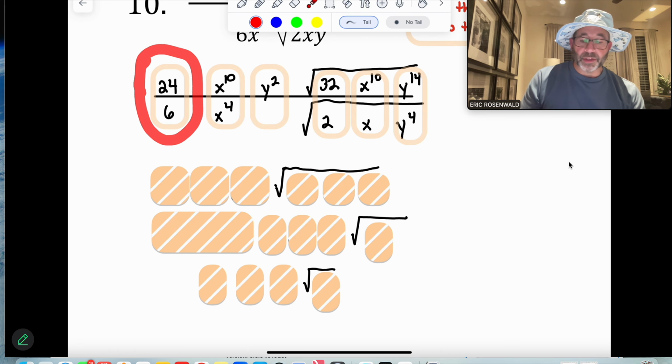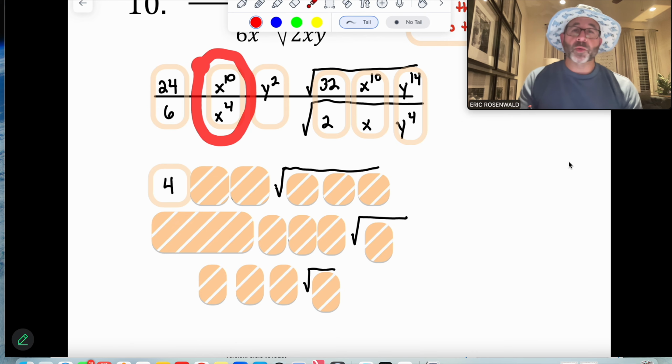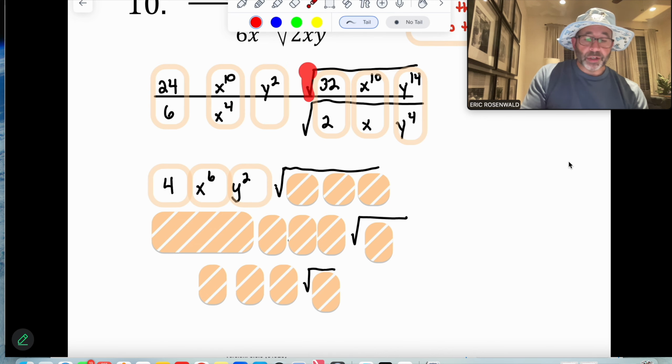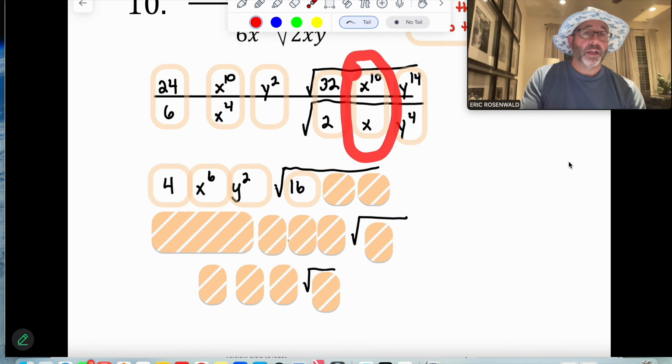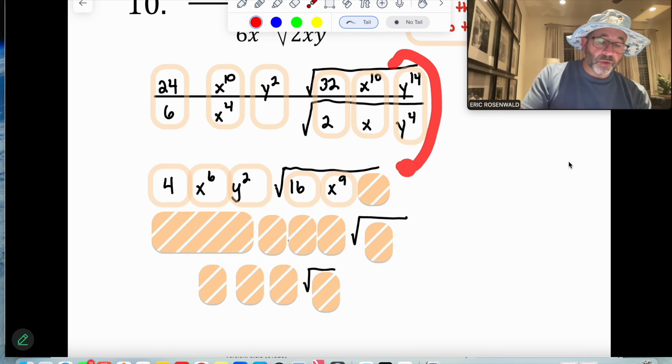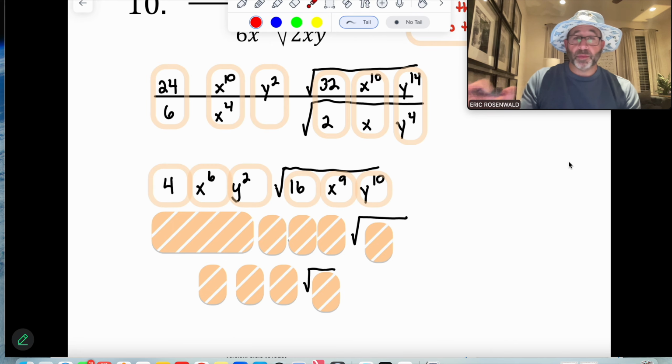24 divided by 6, that just equals 4. X to the 10 is on the top and 4 on the bottom. Who's going to win this battle? The top wins by 6, okay? The y to the 2 right here is just going to be y to the 2. The 32 divided by 2 is just going to be 16. The x to the 10 over x, who wins the battle? X to the 10th on the top wins by 1, so there's going to be 9. Y to the 14th over y to the 4, who's going to win this battle? The top, that's going to be y to the 10. So there's all your parts now simplified.